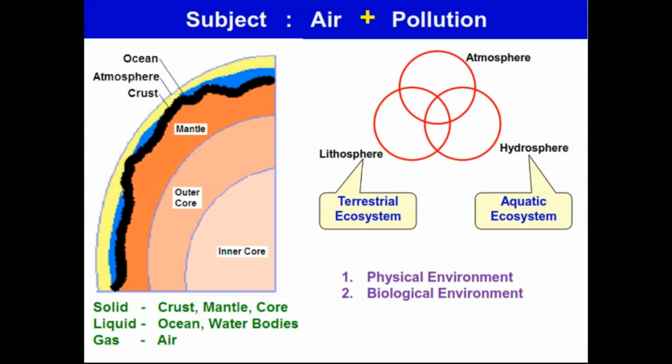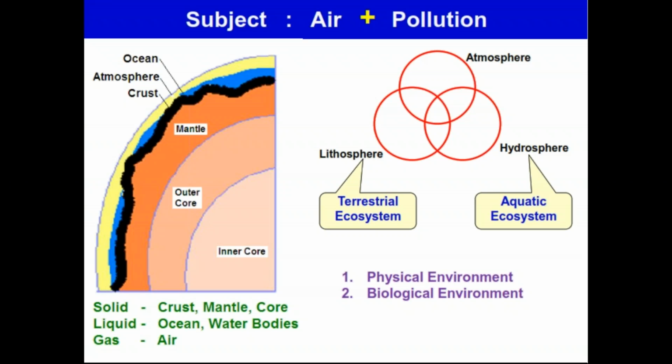But if we ignore the social, because human is related to social, right? But in case of physical and biological, these are systems. Here you can see three things: lithosphere, hydrosphere and atmosphere.